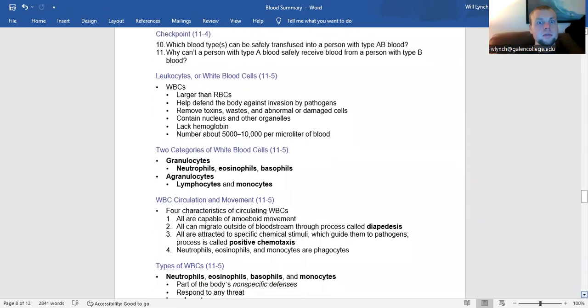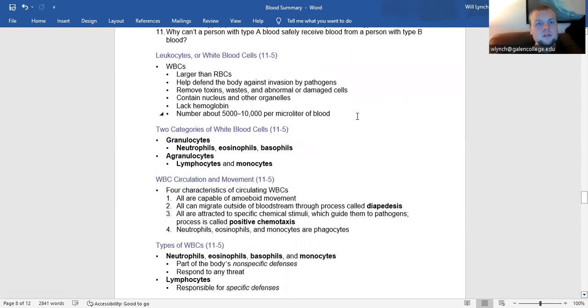All right, after our red blood cells, we have the leukocytes, which are the white blood cells. These are the second most populous of our formed elements. White blood cells are going to be considerably larger than red blood cells, but they're going to be much less in number. They're going to be for our immune response, helping to remove toxins and waste and damaged cells and debris. They do contain nuclei and other organelles, so they are different than the red blood cell because they are able to divide and grow.